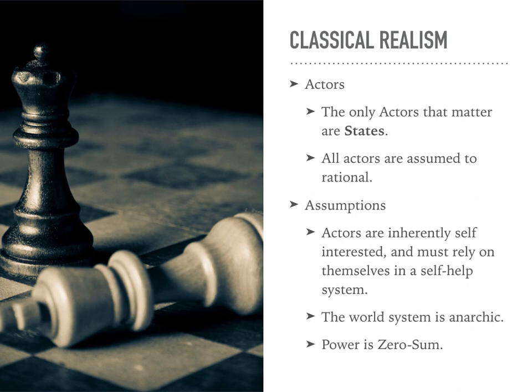And the last premise, perhaps the most important premise in classical realism, is that power is zero-sum. By zero-sum, we mean that there is a finite amount of it in the world. In order for one country to become stronger, another country must become weaker. Power is relative. So let me give you an example here.